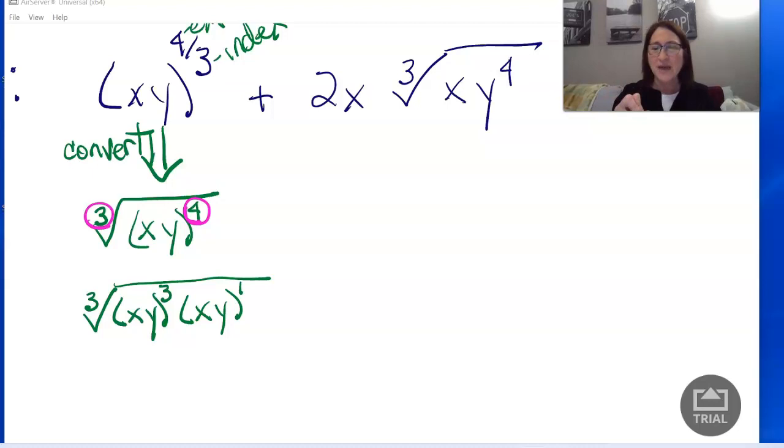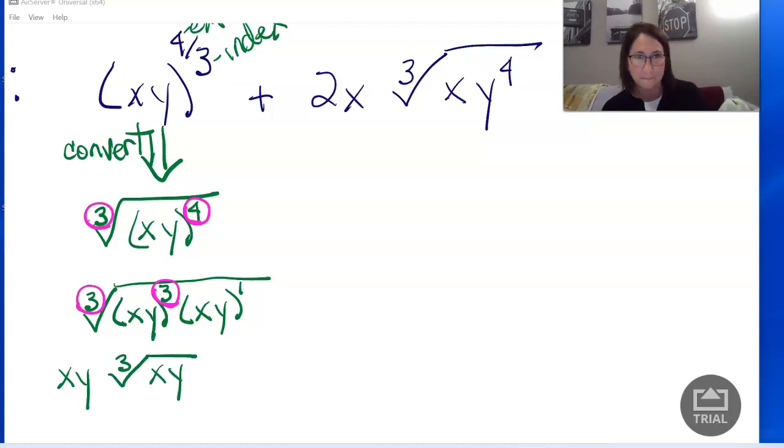Why do I want to do that? It's a beautiful thing. My exponent and my index match. So now I've got on the outside my root of xy. Then I've got my cube root and I have an x to the 1 underneath.